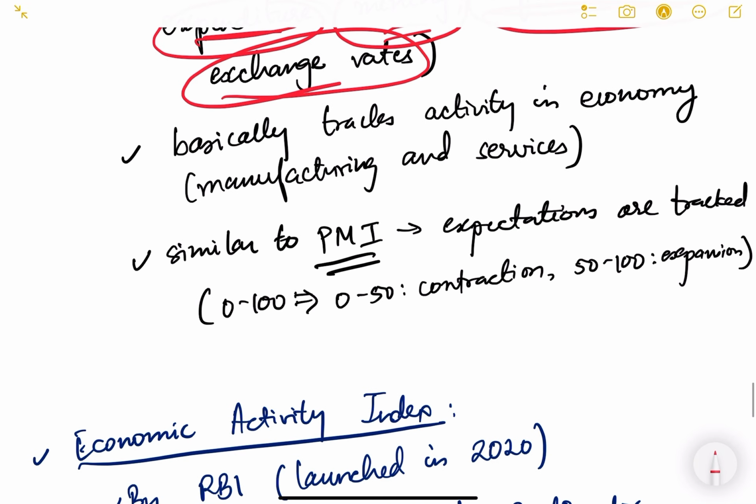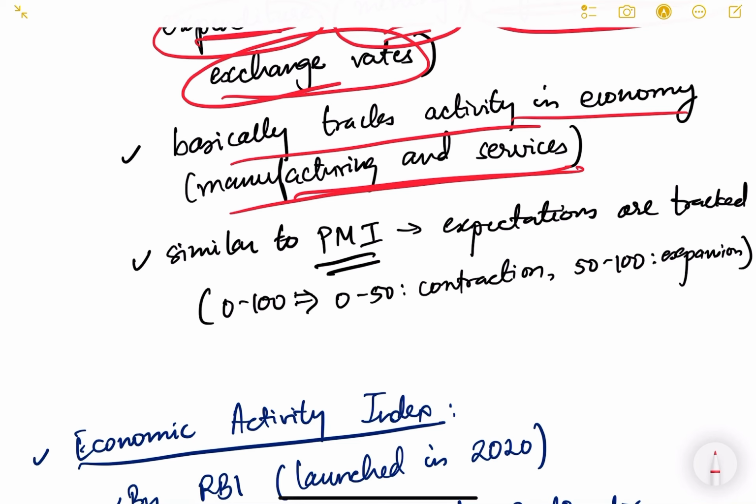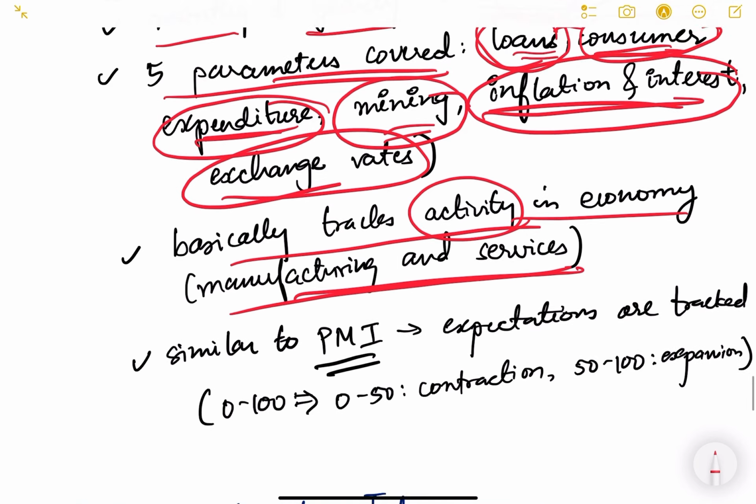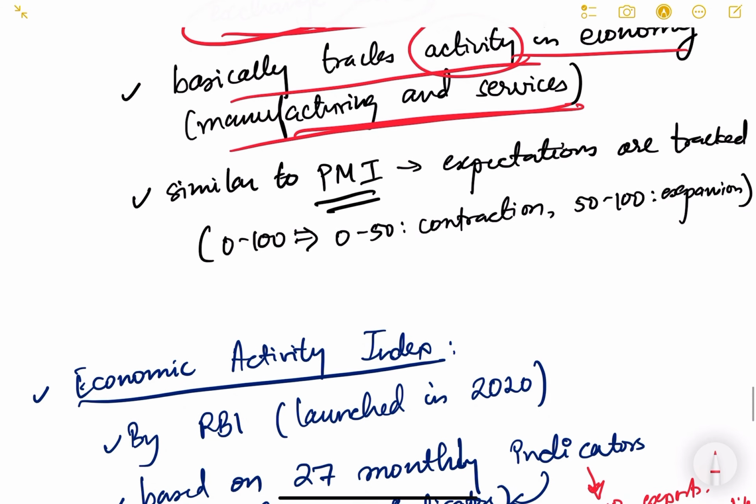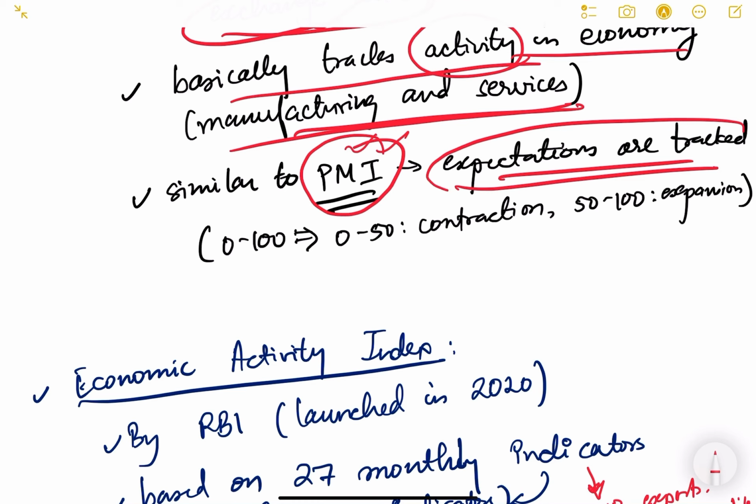It tracks activity in the economy, manufacturing and service sectors. Basically it is an index which tracks the activity in the economy by looking at these different things: consumer expenditure, mining, inflation and interest, exchange rates, etc. It is similar to the purchasing managers index. Expectations are tracked here. It is on a scale of 0 to 100. 0 to 50 means contraction and 50 to 100 means expansion. That is what this means.